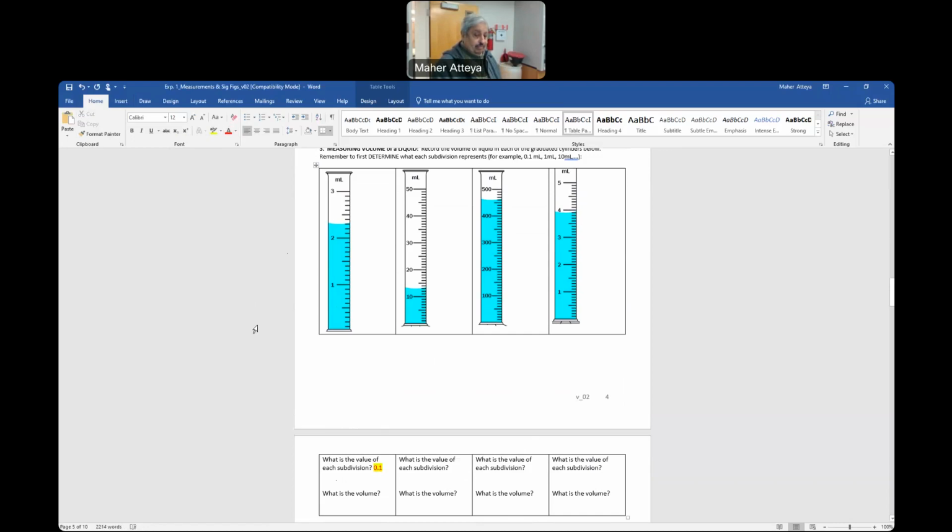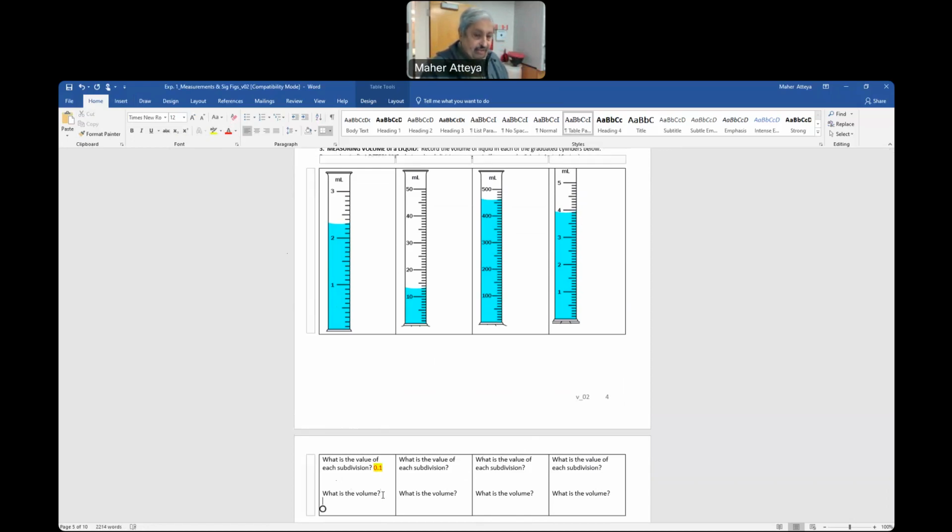This is 0.1, correct? So what is the volume of the first graduated cylinder? It's here. What's the volume, guys? 2 point what? Remember, we are looking perpendicular to the bottom of the meniscus. So the bottom of the meniscus is somewhere here.